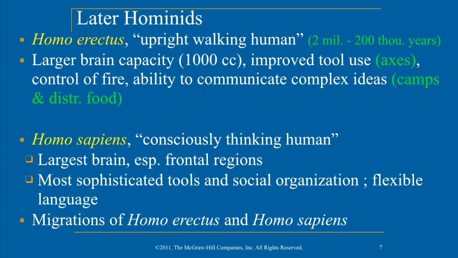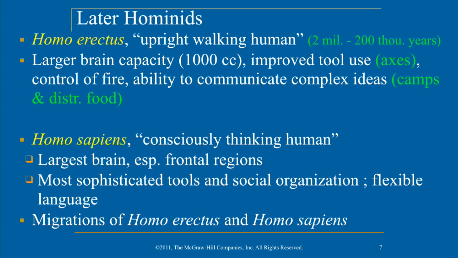Later hominids, Homo erectus, the upright walking human. They developed around 2 million to 200,000 years ago. They had a larger brain capacity, about 1,000 cubic centimeters. They had improved tool use, which means they built axes. And when you think about why you build an axe, you use it to chop down wood. And when you chop down wood, you're obviously using that wood for fire or for structures. But, for example, we know that the Homo erectus was able to control fire. They were able to figure out how to start fires and use that fire to either keep themselves warm or to cook their food, which increases calorie intake because it makes food taste better.